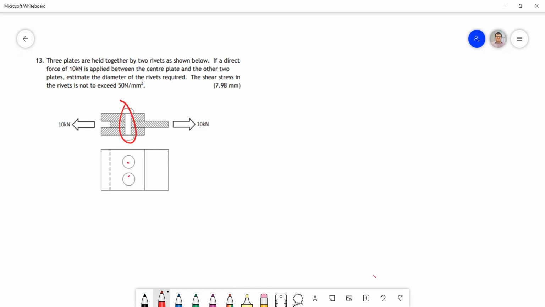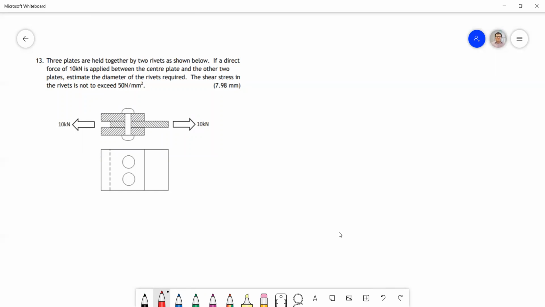and 2. What's important to note is that we have two rivets, and each rivet will be in contact in two places with the plate that's moving due to the direct force. So when we think about the total area of shear, the cross section of each rivet is in shear 2 times each. So our total shear area will be 4 times the cross section of one rivet. Let's bear that in mind before we begin.